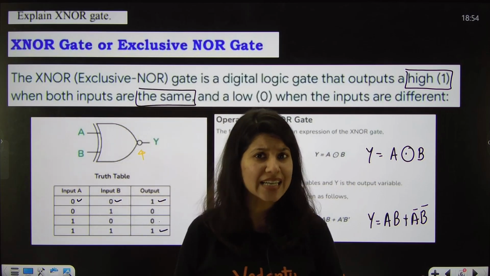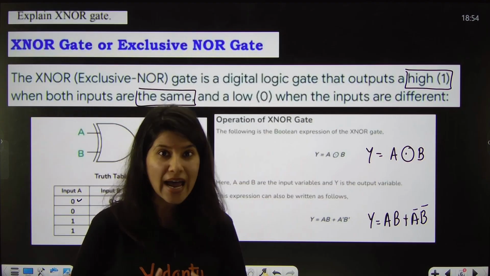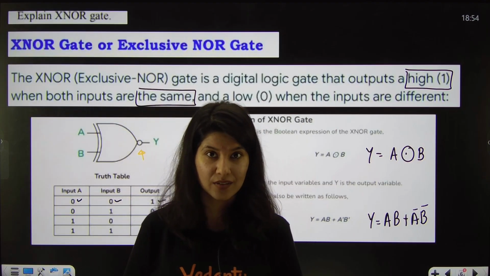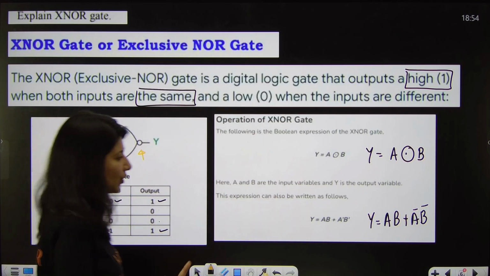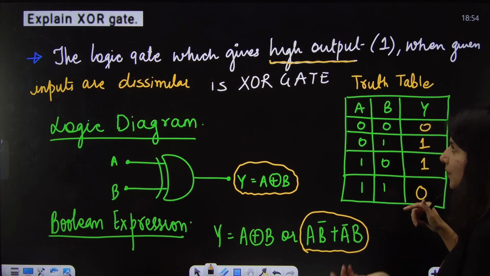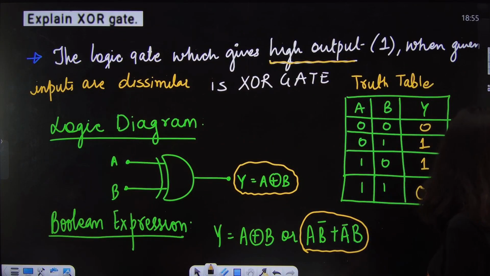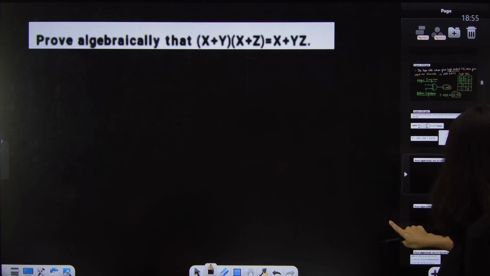I guess both the gates are clear, and specifically if they ask you AND gate or OR gate, you will be able to write. The structure of writing is clear. So this is how you have to write. You have to mention truth table, logic diagram, Boolean expression, and the explanation part. Now, ma'am, you have done both the gates. Now what is there in your plate?